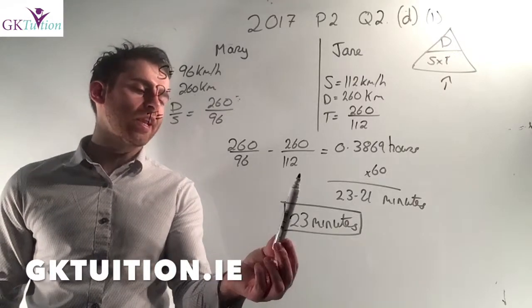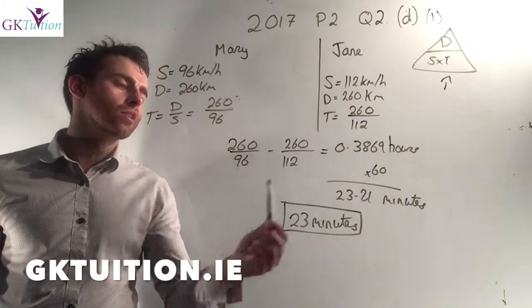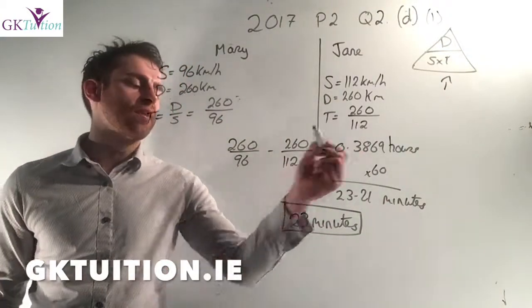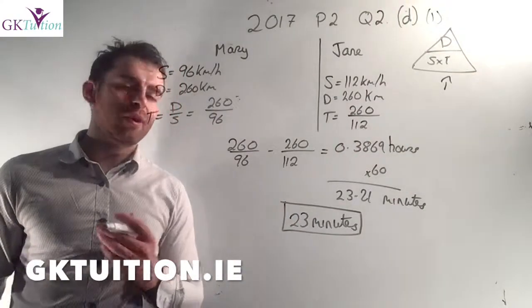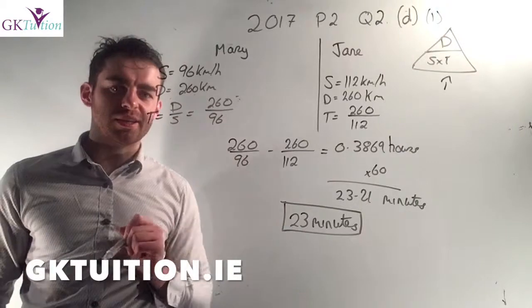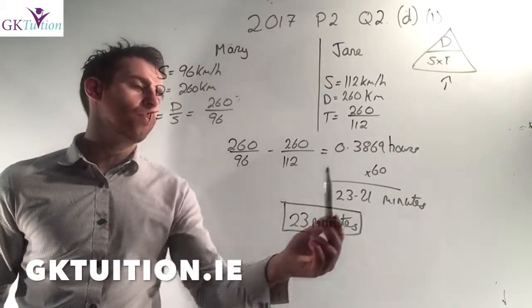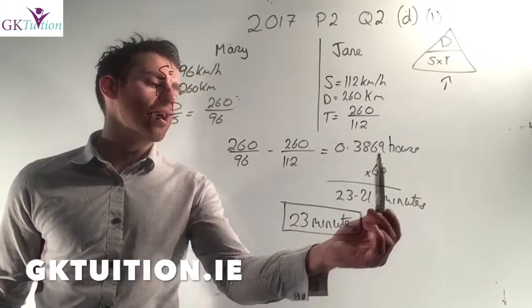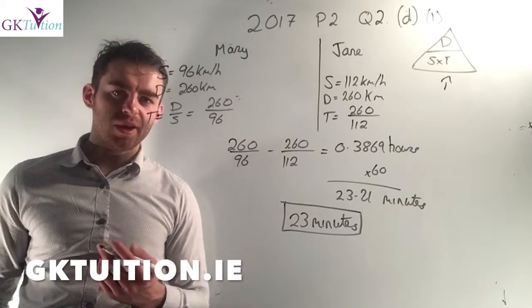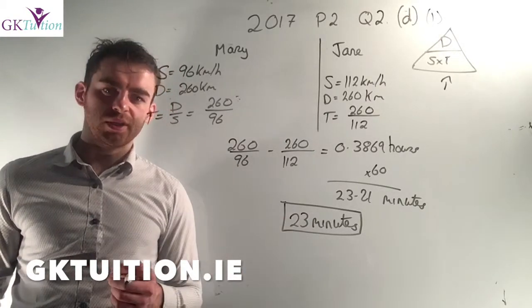If I subtract Jane's time from Mary's time, I'll end up with the difference between them. It's going to take Mary an extra 0.3869 hours to get from Cork to Dublin. However, the question asked me to get this in minutes. So you can press your degrees, minutes and seconds button on your calculator, or you can just get the decimal and multiply it by 60. 0.3869 hours corresponds to 23.21 minutes. The question asked me to round to the nearest minute, so I'm going to round it down. My final answer is 23 minutes.